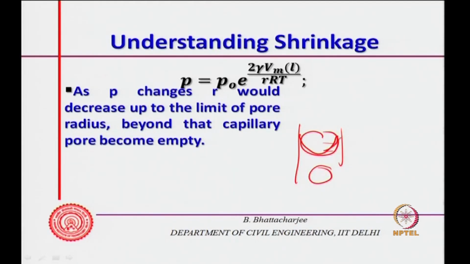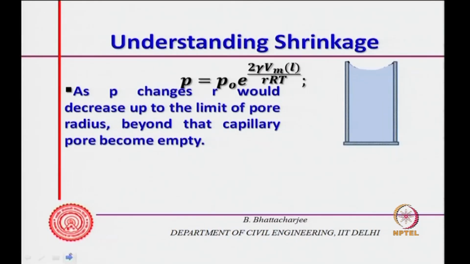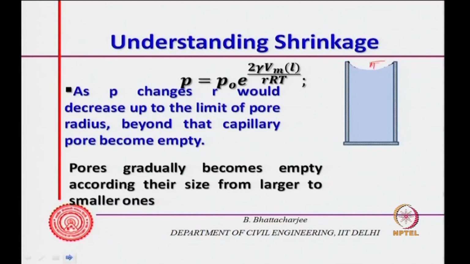Maximum curvature would be limited to r equal to the radius of the capillary tube itself. So, if you are looking at a capillary tube, the radius would simply be equal to r. Pores gradually become empty according to their size, from larger to smaller pores. Now, once this reaches r, further change in the vapor pressure would result in the pore becoming empty.